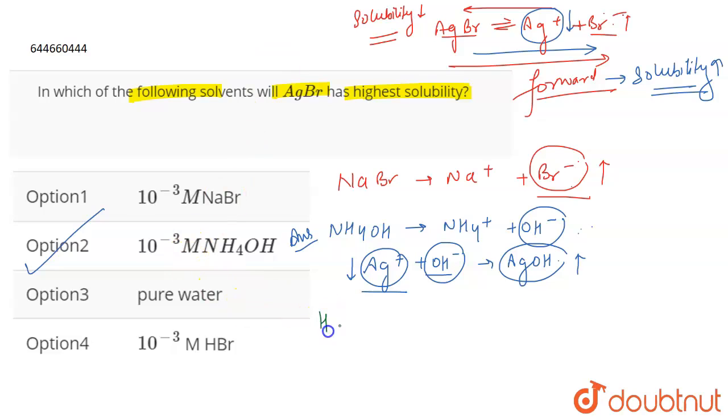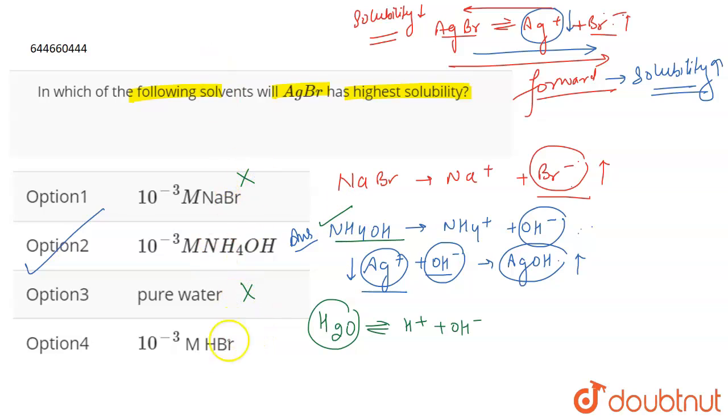The next is pure water. It means H2O, which dissociates to give H plus and OH negative. Now, the dissociation of NH4OH is much greater as compared to H2O, because this is pure water and the dissociation is very less in comparison to NH4OH. So the amount of OH minus ions given out, or the extent of dissociation, is more in ammonium hydroxide. Therefore, in comparison, ammonium hydroxide will be most effective in increasing the solubility of AgBr. So pure water cannot be the answer.